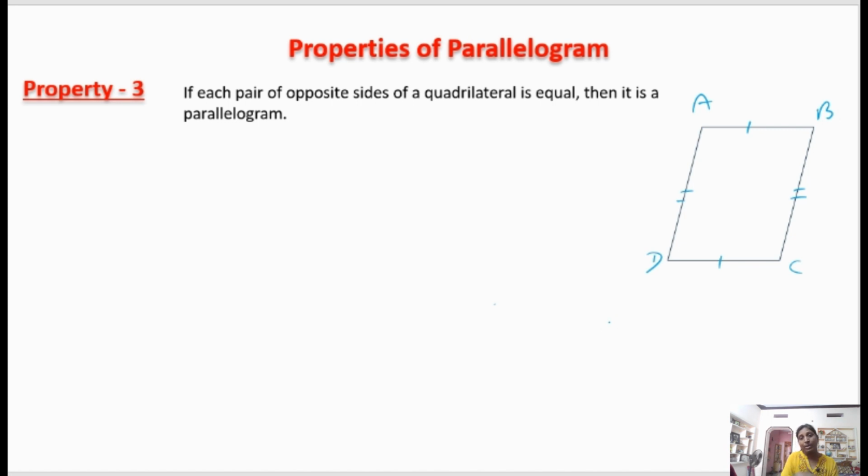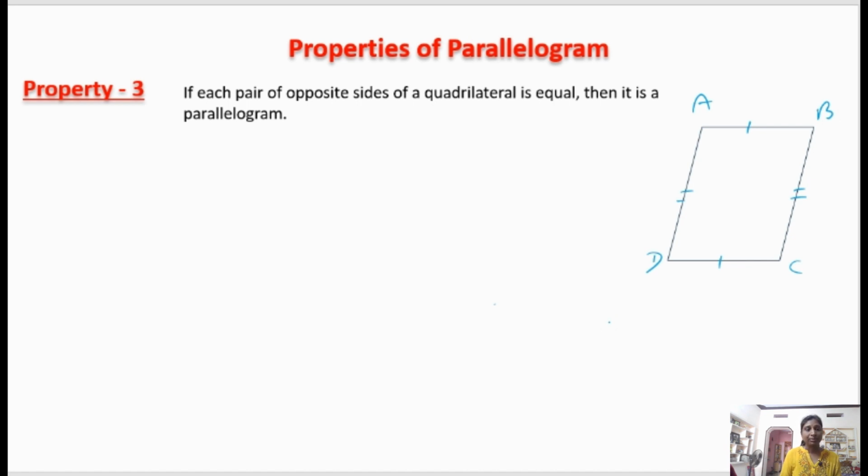Property 2 says that in a parallelogram opposite sides are equal. Property 3 is the converse of property 2. It says that if in any quadrilateral opposite sides are equal, then we can say that it is a parallelogram. Now let's move to the next slide.